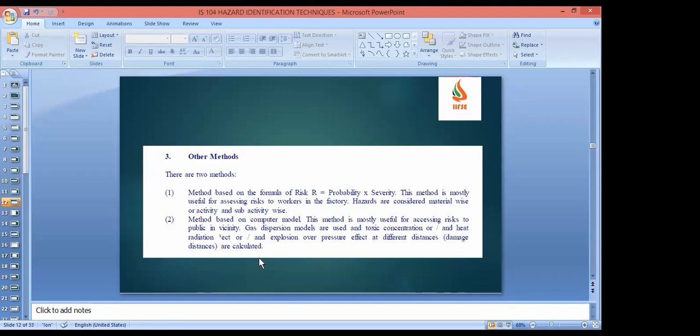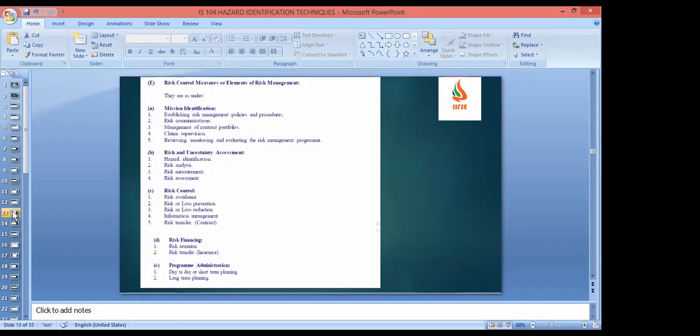The other is the computer model method, which is mostly useful for assessing the risk to the public in the vicinity. Gas dispersion models are used, and toxic concentration, heat radiation, explosion overpressure, and effects at different distances, the damage distances, are calculated. For example, in case of any gas leakage, how far is it going to spread? In case of any explosion, how far is it going to affect the people?